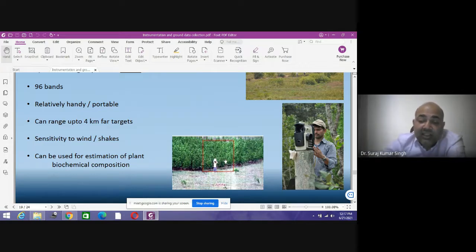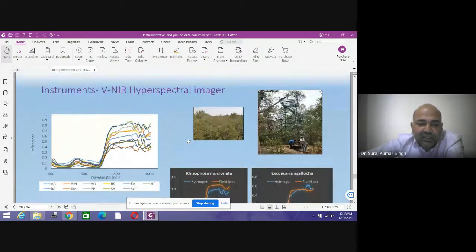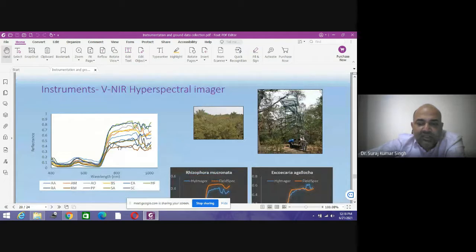So that can create unnecessary error related to geometric or radiometric error, because of the wind direction, or because of the shaking of your head or body during the measurement. So this can be used for estimation of plant and biochemical composition. Such instruments are used for biochemical compositions. You can see how these instruments are really of great help for the field data sets.